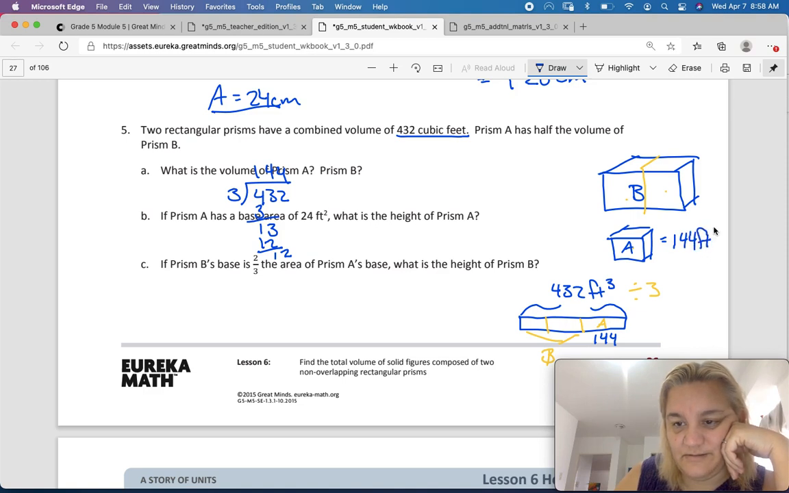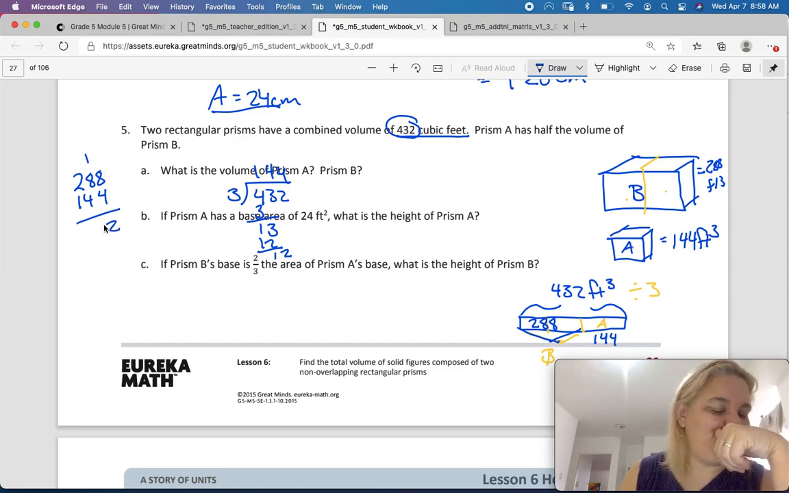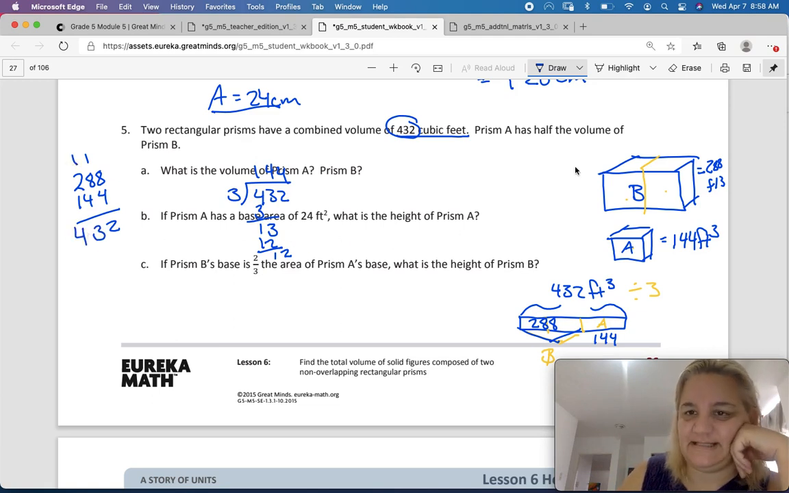feet cubed, which means that this would be 288 feet cubed. Now let me add those together just to make sure I did my math correctly. 288 plus 144 should equal 432 if I did my work correctly. Excellent, I did.